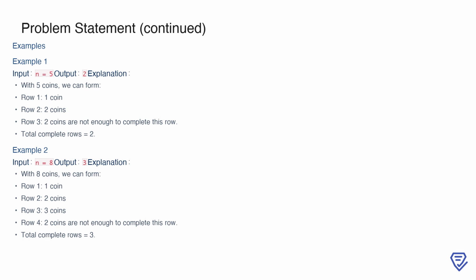In the second example, if n equals 8, you can form 3 complete rows. The first row takes 1 coin, the second row takes 2 coins, and the third row takes 3 coins. After that, you only have 2 coins remaining, which is not enough to form the fourth row. Therefore, the total number of complete rows is 3. These examples illustrate how the problem is solved by sequentially filling each row until you run out of coins.